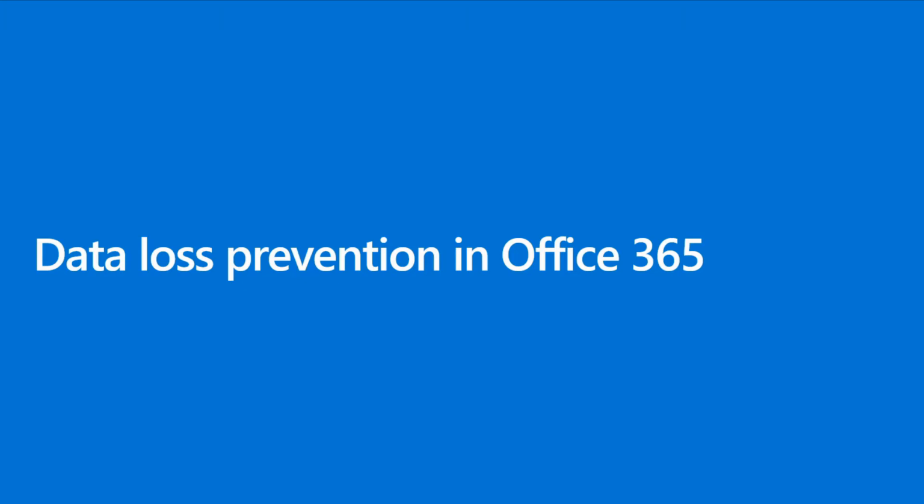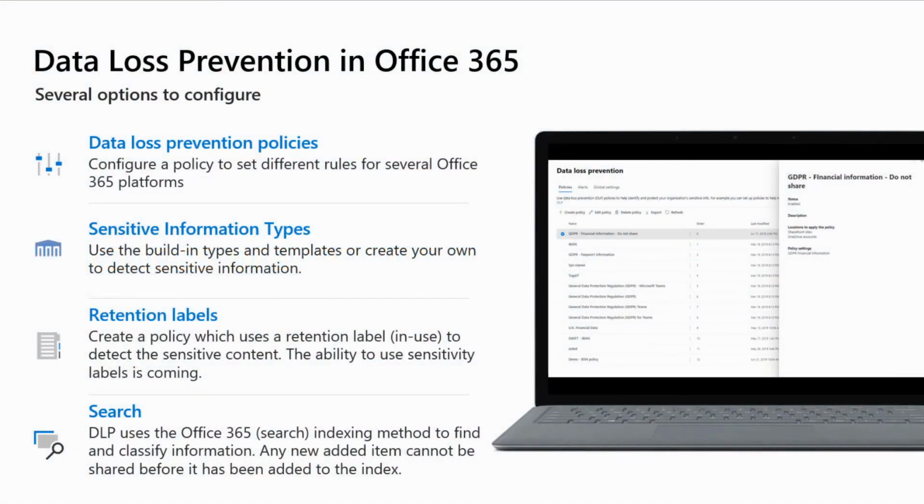So let's take a look now at the settings in Office 365. Okay. There's several options you can configure. We have, first of all, the data loss prevention policies themselves. These data loss prevention policies work for different platforms. You can create different policies. The policies themselves can have multiple rules and alerting. There's a complex mix of options, and we'll go through that in a bit.